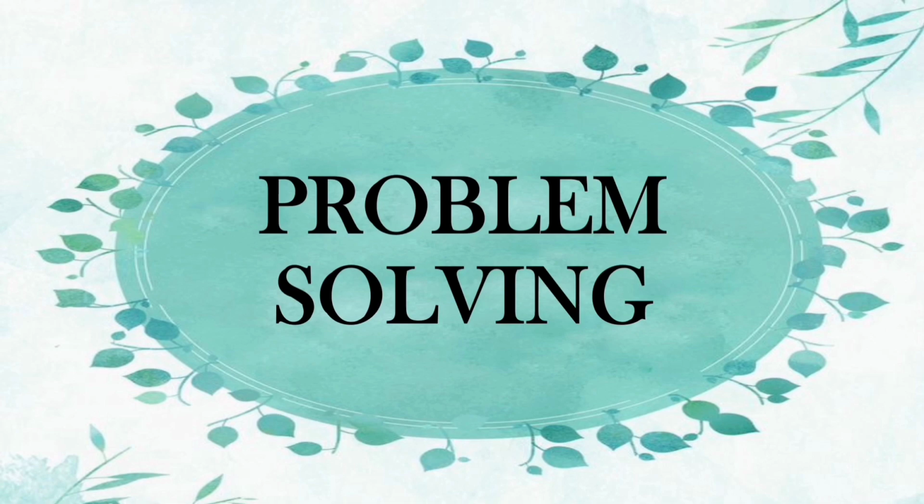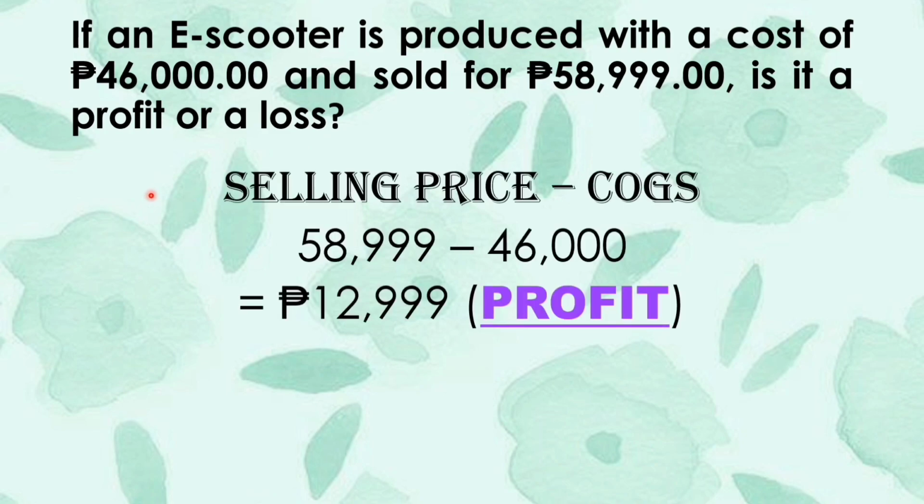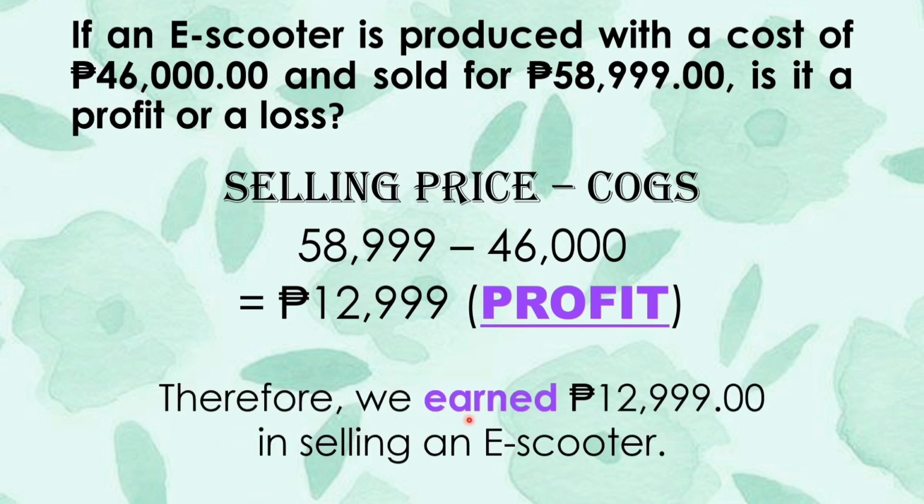After knowing all the definitions and formulas for this lesson, let's try to solve some word problems. Number 1. If an e-scooter is produced with a cost of 46,000 and sold for 58,999, is it a profit or a loss? To compute, subtract the COGS from the selling price and then we will have 58,999 subtracted by 46,000 equals to 12,999. Since we got a positive amount, it is a profit. And as you can see, we use the word earned since we got a profit.